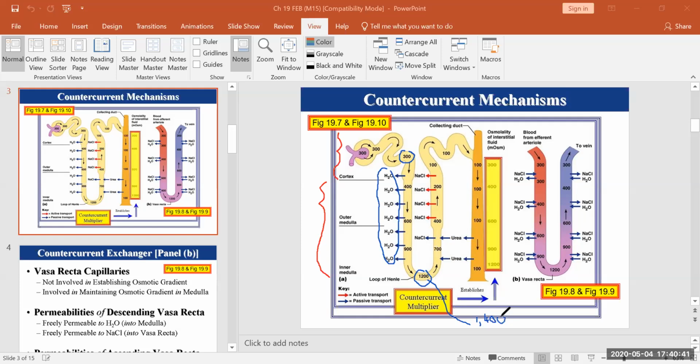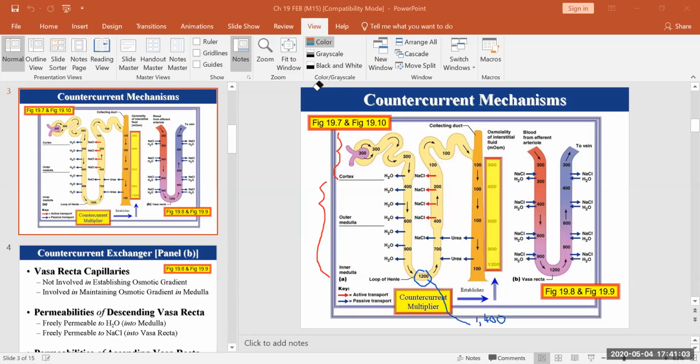So anywhere from 1200 to 1400 milliosmol. We cannot, in human kidneys, concentrate more than 1400. That's the top that we can go, is 1400. So having said that, I'm going to erase this for clarity.